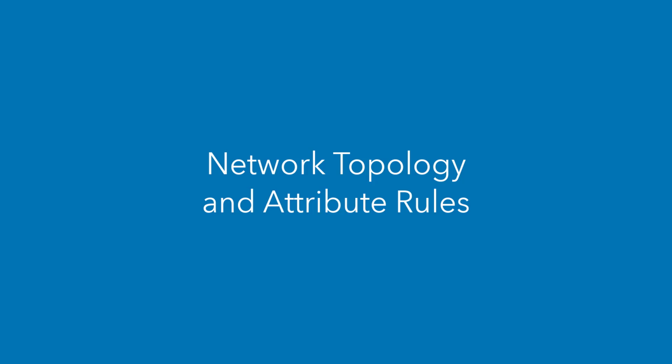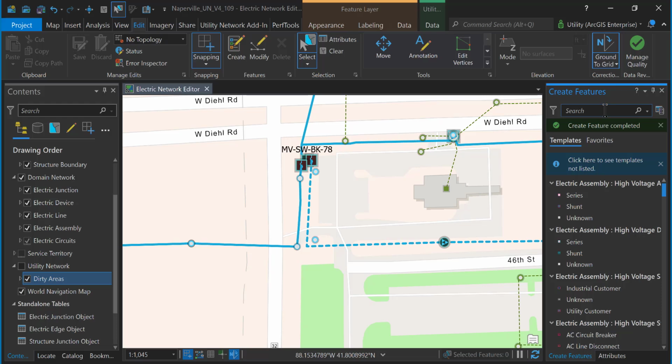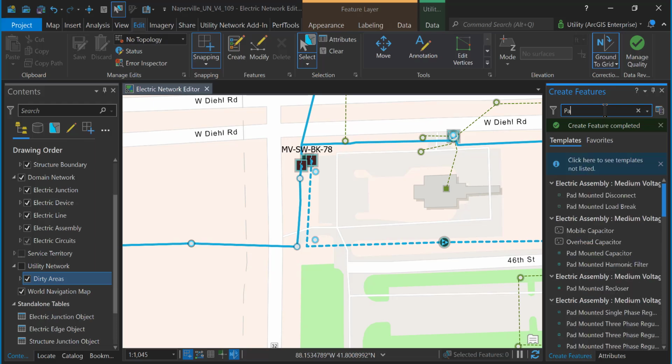Next, we'll talk about network topology and attribute rules. Network rules and asset rules are user-defined rules that can be used in conjunction against the utility network and underlying feature classes. Network rules dictate which features can connect or associate to other features. And attribute rules enhance the editing experience and ensure data integrity by automatically calculating rules based on expressions or constraining acceptable values for an attribute.